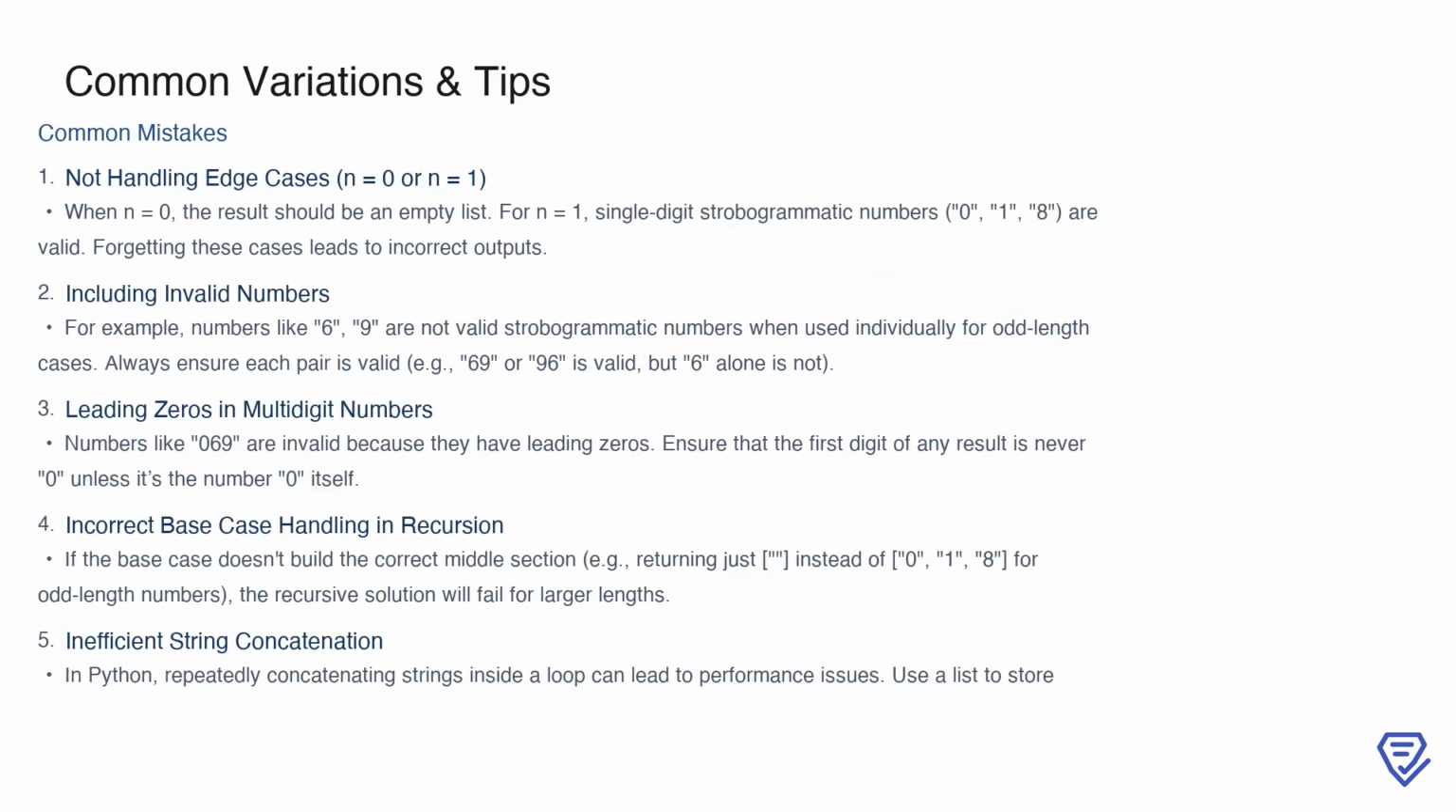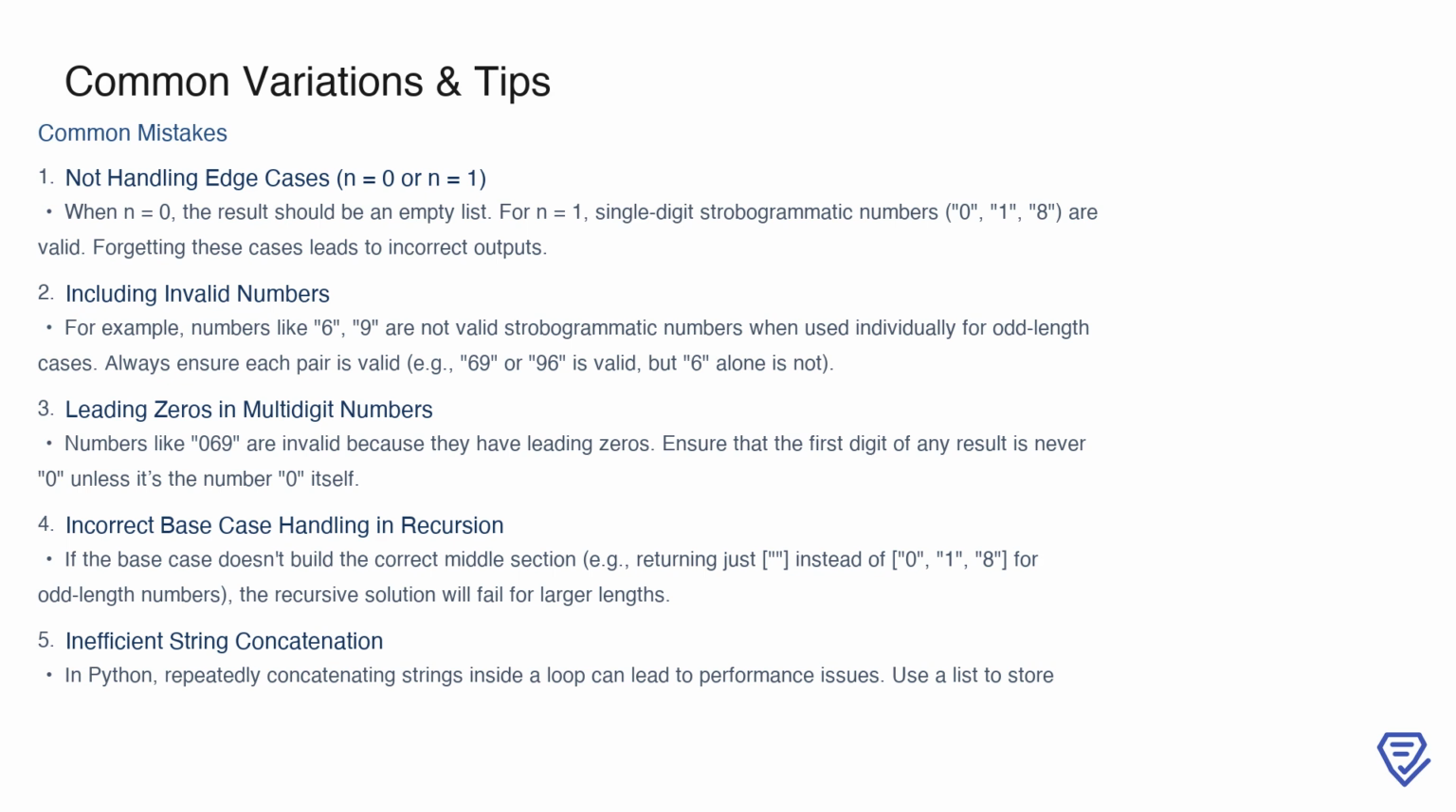When working on this problem, there are some common mistakes that can trip us up. First, it's crucial to handle edge cases properly. For instance, when n equals 0, the result should be an empty list, and when n equals 1, single-digit strobogrammatic numbers like 0, 1, and 8 are valid. Overlooking these can lead to incorrect outputs. Next, be careful not to include invalid numbers. For example, while 69 or 96 are valid strobogrammatic pairs, a single 6 or 9 is not, especially for odd-length numbers. Another common pitfall is allowing leading zeros in multi-digit numbers.